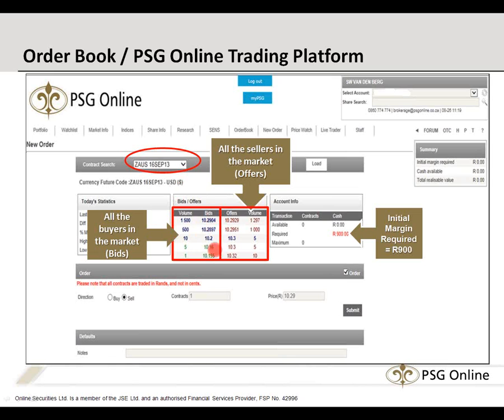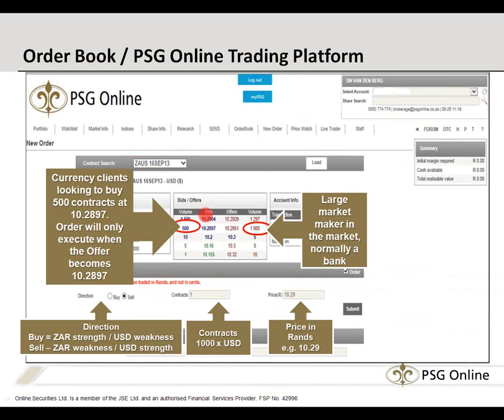Anyway, on the left-hand side you've got the buyers, the bids. Okay, these are all the buyers in the market. And on the right-hand side, the offers are all the sellers in the market. And you can see also here in your account information, the system will tell you what's the margin required. Remember, that's 2 times 450. That's a double margin. So the initial margin plus the retained margin that the JSE requires.